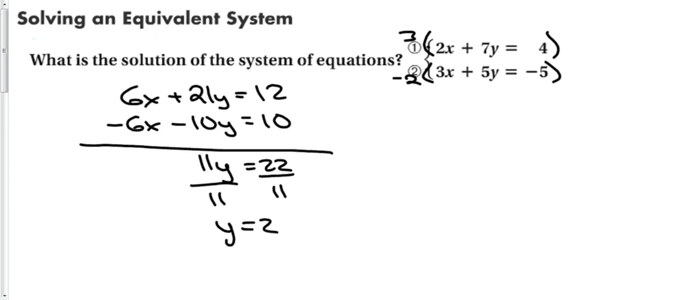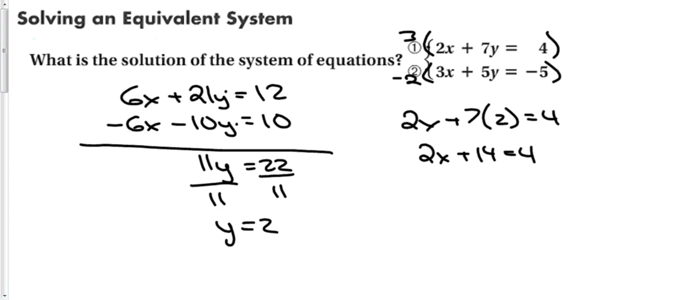Okay? And now that I have y, I can plug it back in to any equation. I could plug it back in there, or back in my original two equations. It doesn't matter. Okay? I am going to choose to put it back into the equation that looks the easiest to me, and that is number 1, because it's got all positives and small numbers. So 2x plus 7 times 2 is going to be equal to 4. So that's 2x plus 14 is equal to 4.